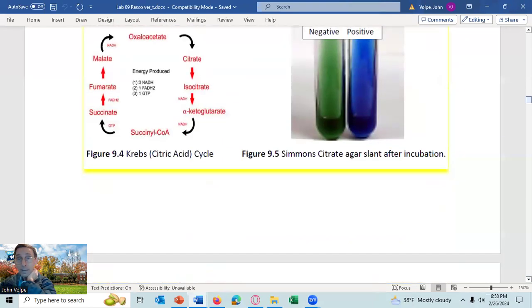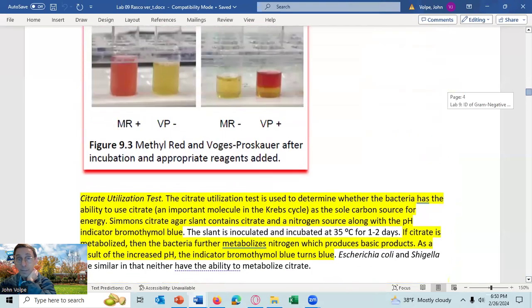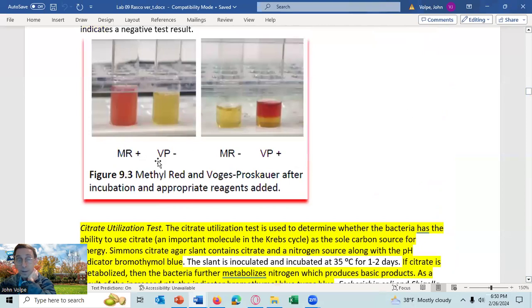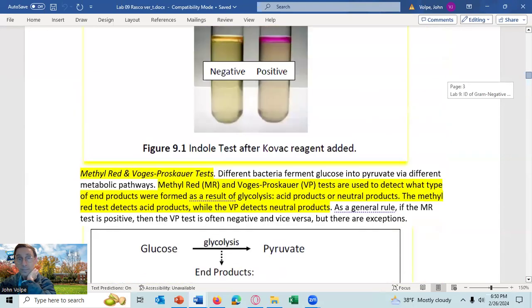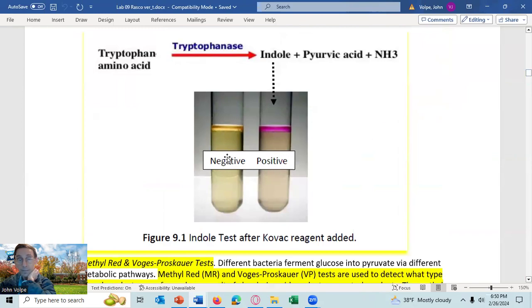Now, what's easy in all of these three tests, the MR test, the VP test, and the indole test, is that they all turn red if they are positive, and they are yellowish if they are negative.